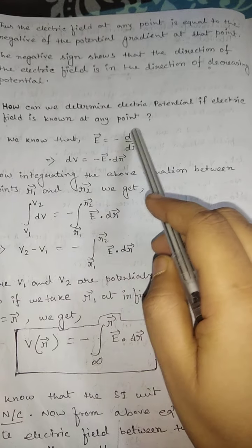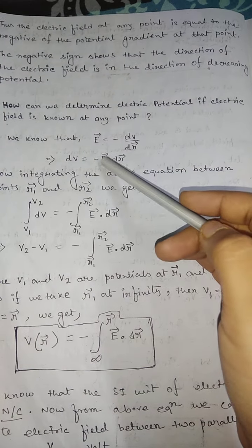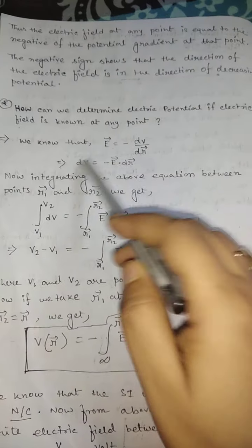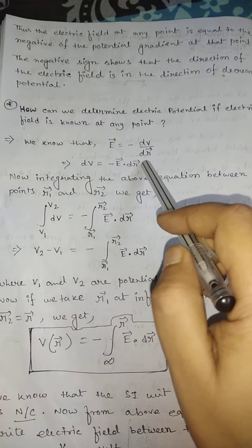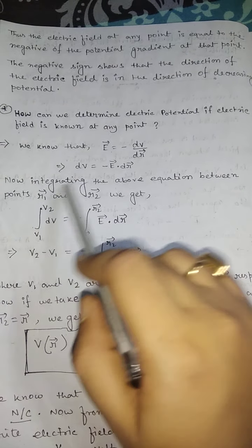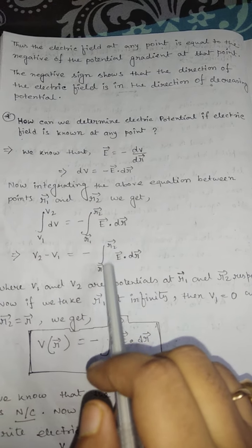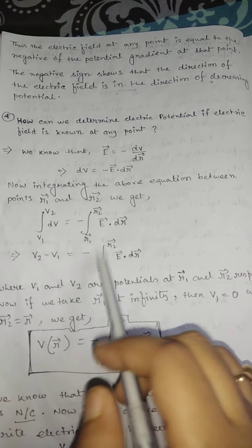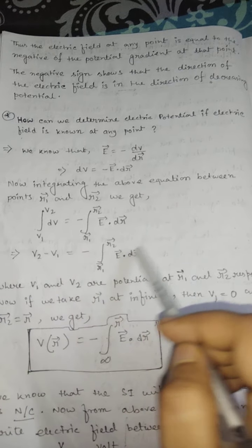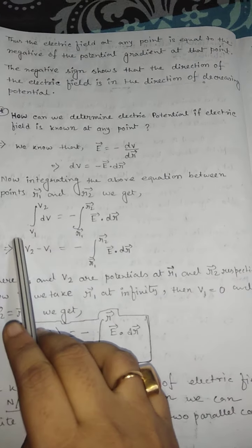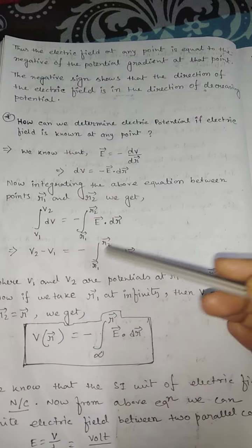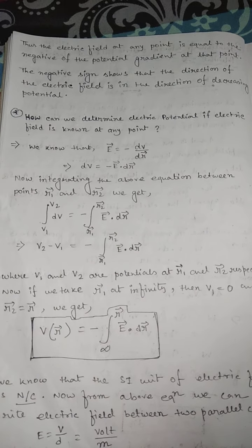Using that relation, E equals minus dV by dr, and dV equals minus E into dr. Now if we integrate this equation between the points R1 and R2, we have V2 minus V1 equals minus the integral from R1 to R2 of E dot dr. This is the first position and this is the second position. V1 and V2 are the potentials at point R1 and point R2.